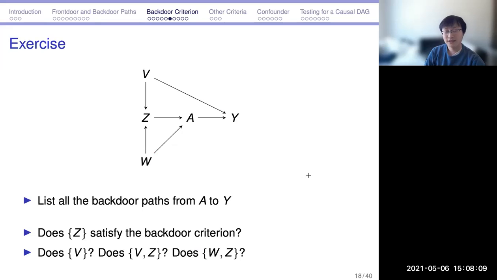Okay, so now I would like us to do another exercise. Let's look at this causal graph and please answer the following questions. I'll give you 4 to 5 minutes to work on it, then we'll discuss. But if anyone has any questions on previous slides, please speak up now.